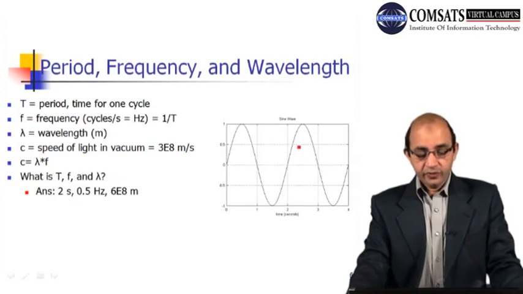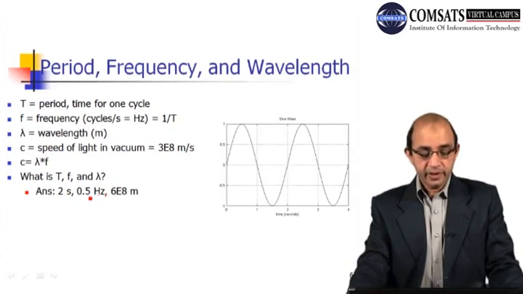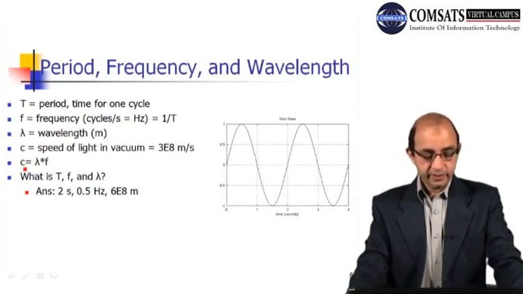So if we want to calculate F, the time period is 2 seconds, so the reciprocal of the time period is the frequency, that is 1 by 2, which is equal to 0.5 Hertz. Then we have lambda, because C we already know, 3 into 10 raised to the power 8 meters per second. We know the frequency, we know the velocity, and by putting in the values we can calculate the value of lambda.